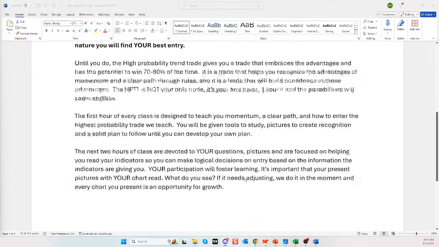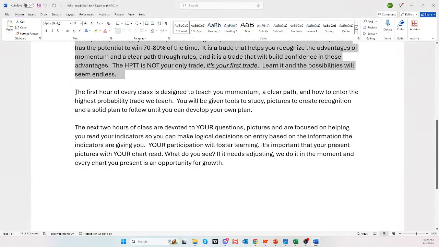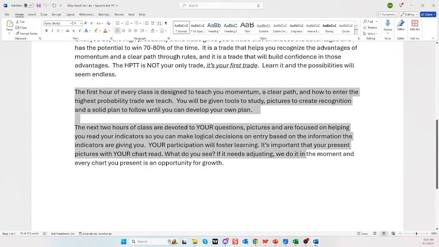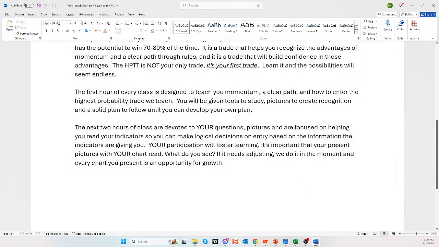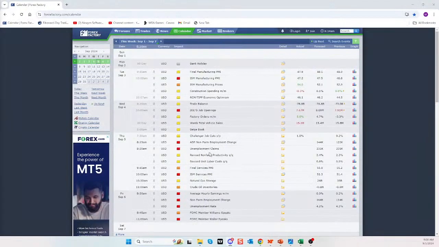And the first hour, this is the part that I really wanted to do, is going to be focused on the rules, guys. The first hour is going to be nothing but rules, talking about these advantages, how to recognize them, how to study them. I'm going to give you everything that you need to be successful with the software.